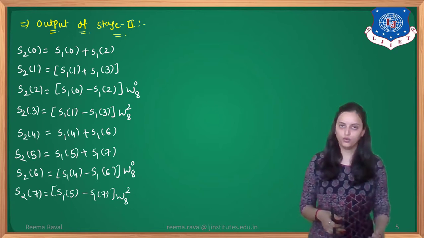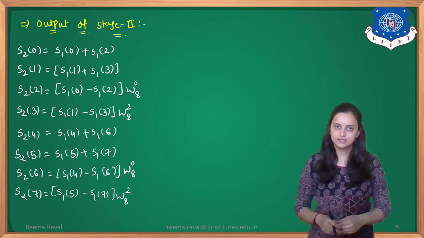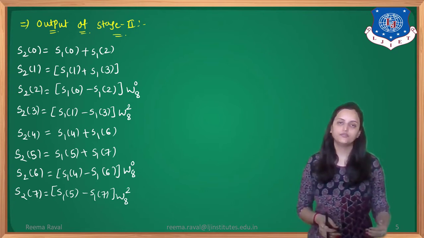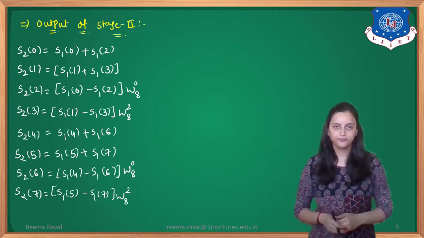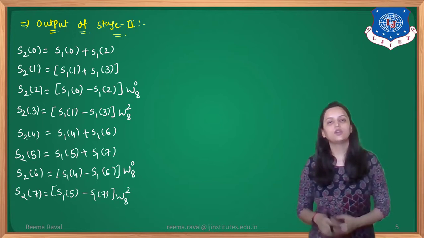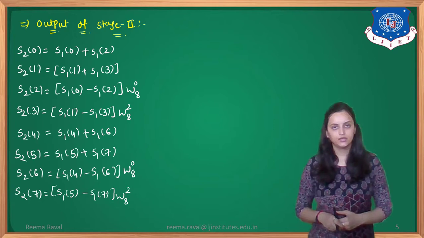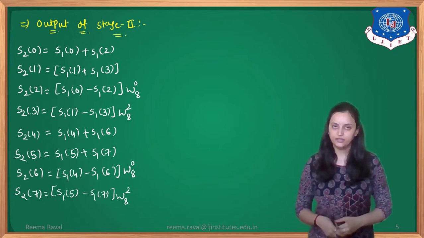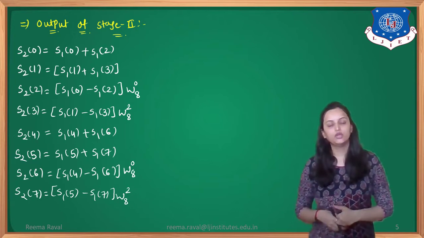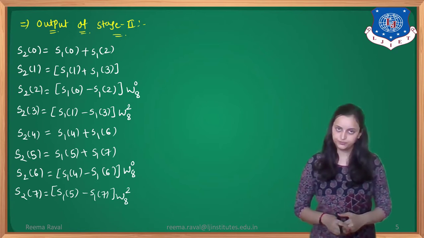Next is s2 of 4, which equals s1 of 4 plus s1 of 6. Next is s2 of 5, which equals s1 of 5 plus s1 of 7. Next is s2 of 6, which equals s1 of 4 minus s1 of 6 into w80. And the last one is s2 of 7, which equals s1 of 5 minus s1 of 7 into w82. So these are the output equations for stage 2.